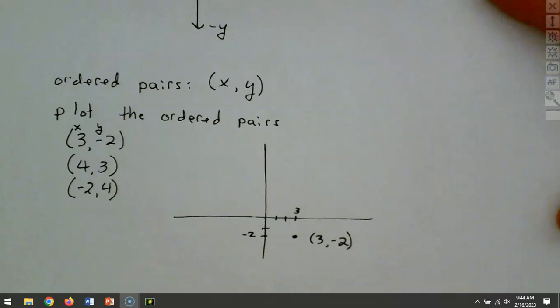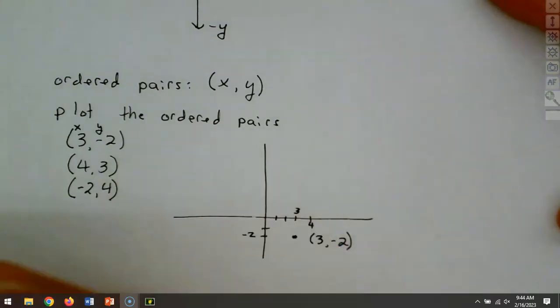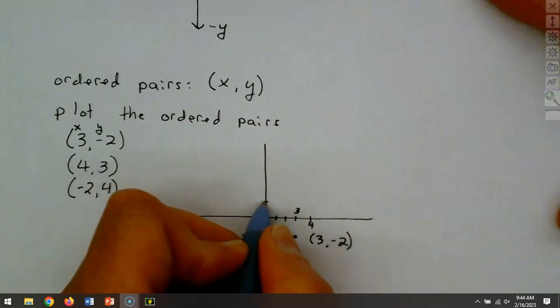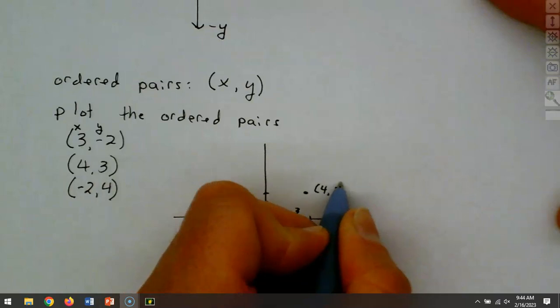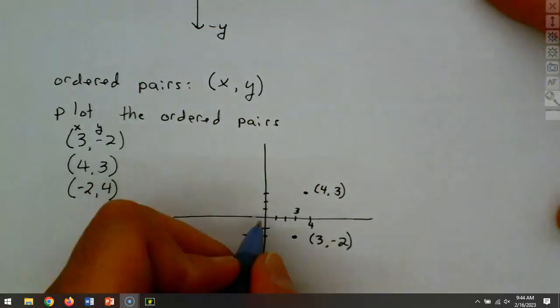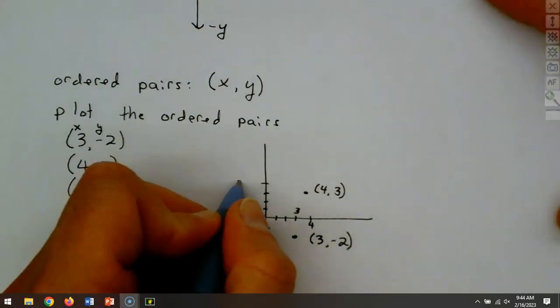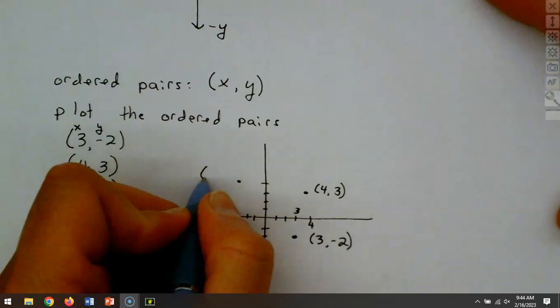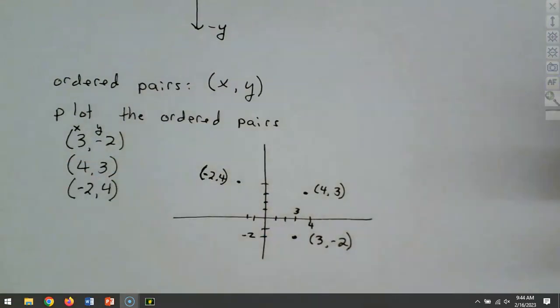What about 4, 3? Well, 4, 3, remember, x goes first. So that's over 4 and up 1, 2, 3. And it's right about there. And the last one is -2. So that's back 2 units. And then up 4. So -2, +4 would be right about there.